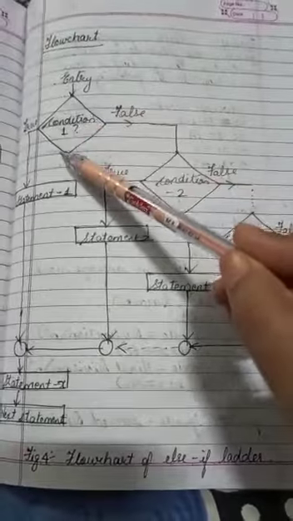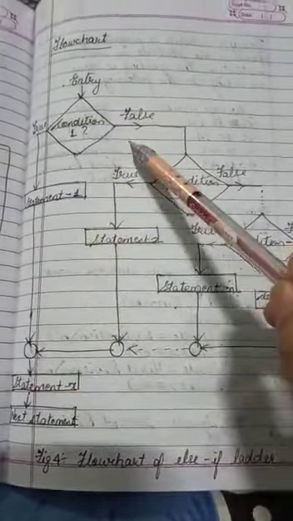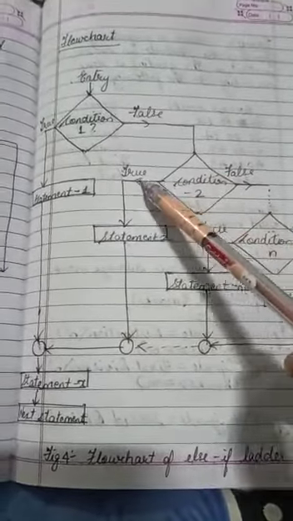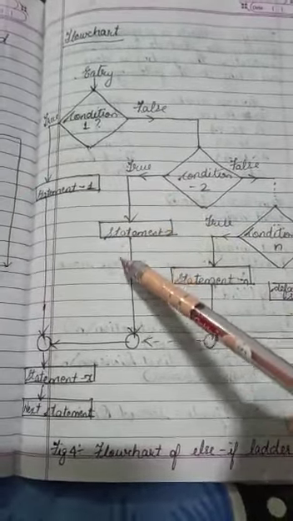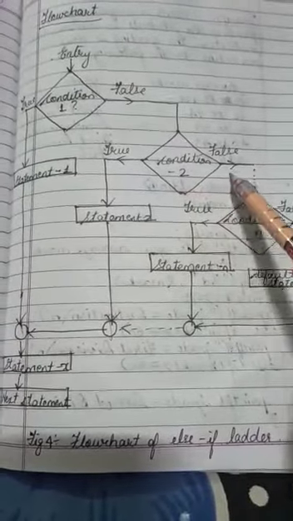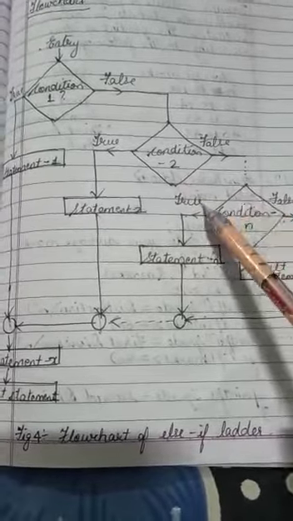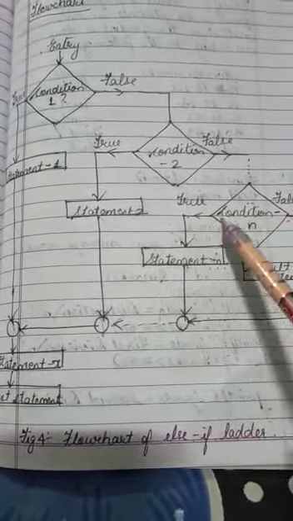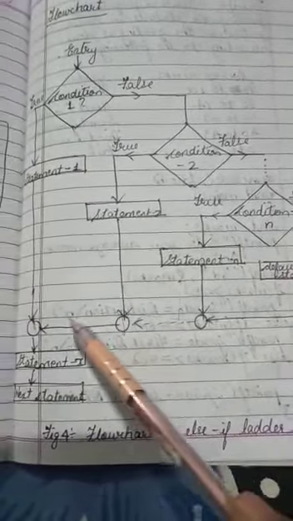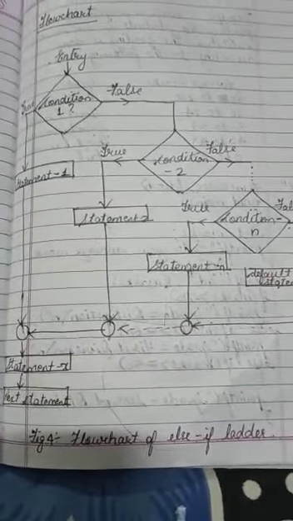Here, if the condition 1 is true, then statement 1 is executed and the control will automatically come over here. If the condition 1 is false, only then the condition 2 will be checked. If condition 2 is true, the statement 2 will be executed and control will come over here. If condition 2 is false, only then the next condition will be checked. This will continue till the condition n. If condition n is true, the statement n will be executed, and if the condition n is false, then the default statement will be executed and the control will come over here. This is the flow chart for the else if ladder.